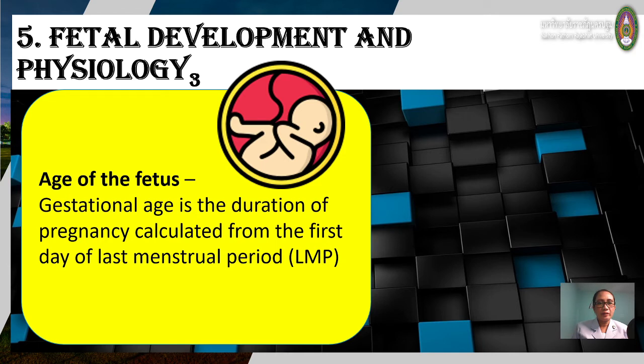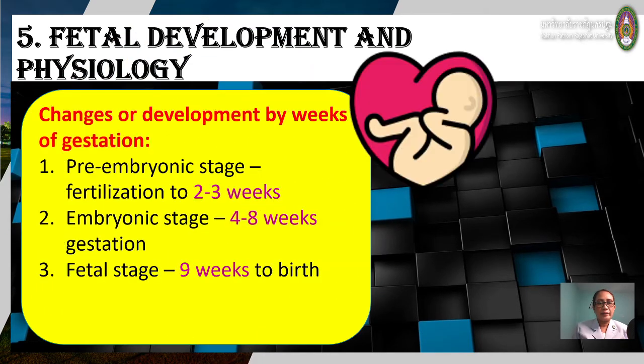So the age of the fetus is here. The gestational age is the duration of pregnancy calculated from the first day of the last menstrual period, or LMP. The changes or development with weeks of gestation: the pre-embryonic stage is during fertilization to 2 to 3 weeks. The embryonic stage occurs from 4 to 8 weeks of gestation, and the fetal phase starts at 9 weeks to birth.